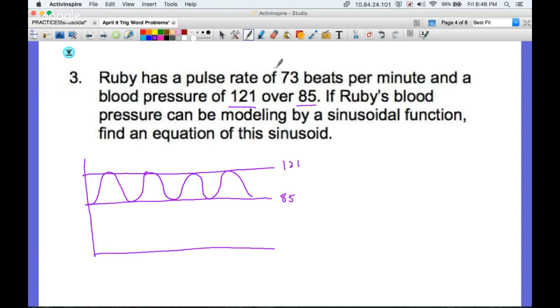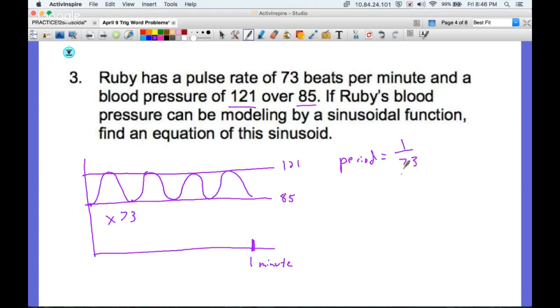All right, how often do I want that to happen? Well, I want it to happen 73 times in 1 minute. So 73 cycles in 1 minute. So from here to here times 73 in 1 minute. So if this is going to happen 73 times in 1 minute, the period needs to be 1 over 73, 1/73 of a minute per cycle. That way we can get 73 of them in 1 minute.